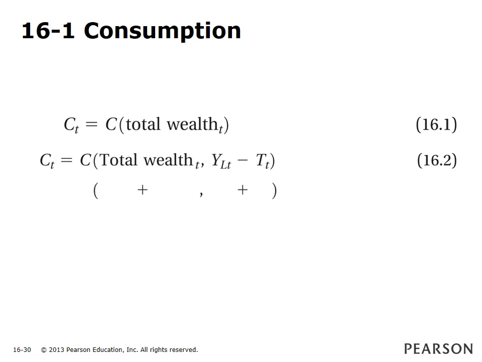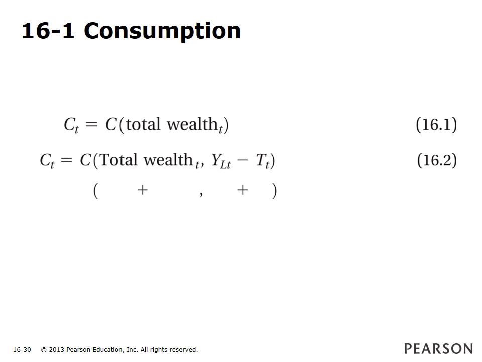Equation 16.1 says consumption is a function of total wealth, which includes financial wealth and housing wealth, or non-human wealth, and human wealth, the present value of expected after-tax labor income. Friedman and Modigliani suggested that the consumer plans for the entire lifetime and spends a constant fraction of the total wealth each year.